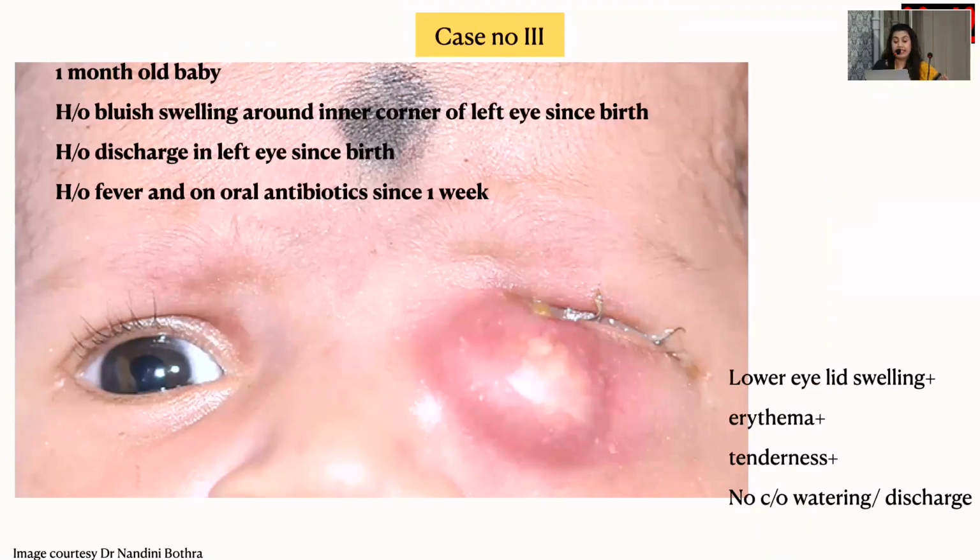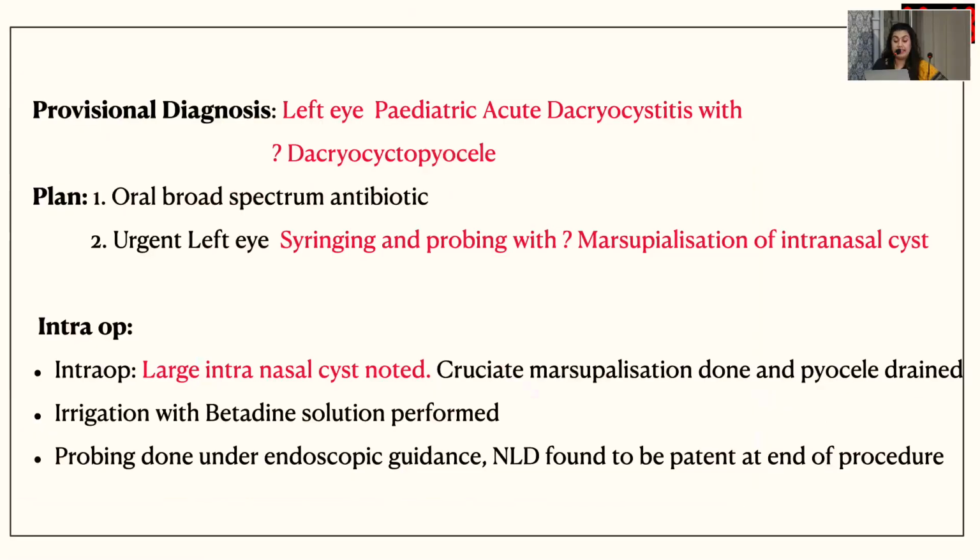This is the third case. This is a case of a 1-month-old baby who came with parents. As per the parents, there was a history of bluish swelling present in the inner corner of the left eye since birth, but also discharge was there. The child had fever and was already on oral antibiotics. We can all say that there's a pus point. It's a heavily infected acute dacryocystitis around this area.